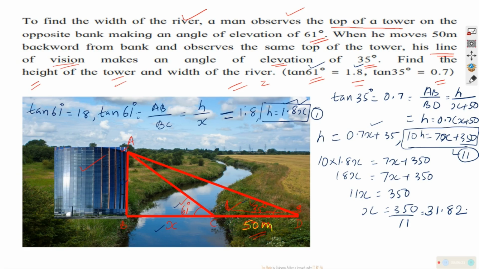Good. 31.82. That is what x is. So we will write 31.82 meters as the width of the river, and as it is given 50 meters here. So without going into the water, we found out the width of the river.